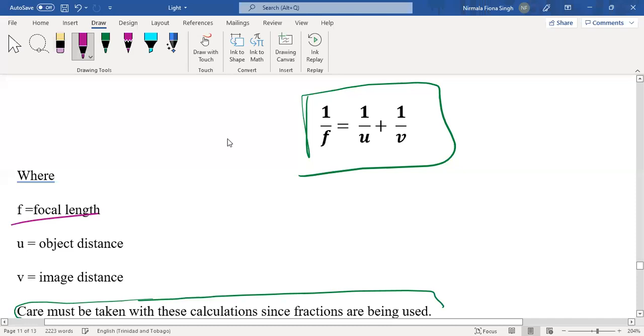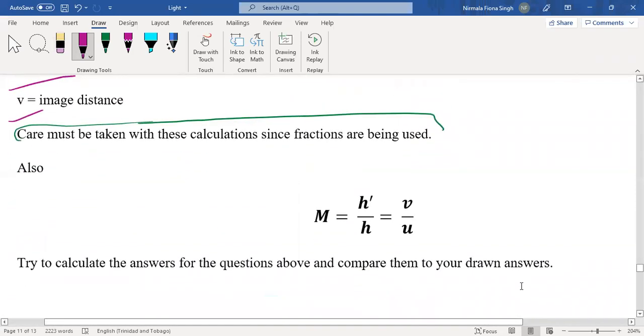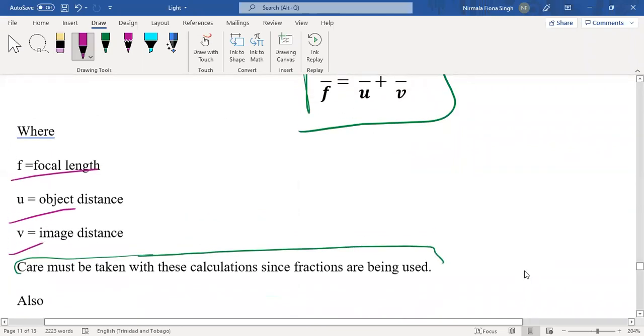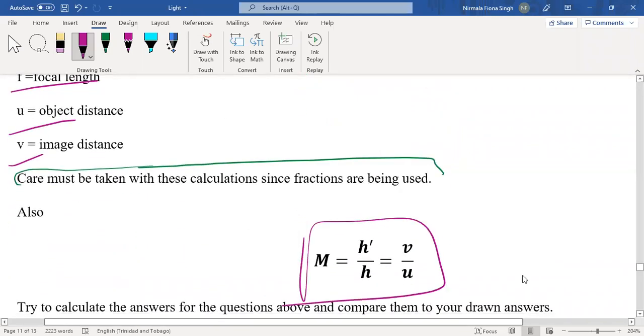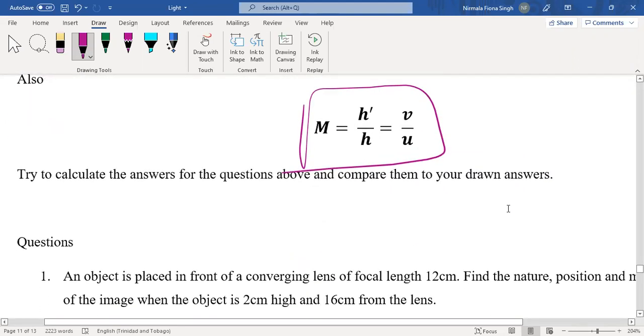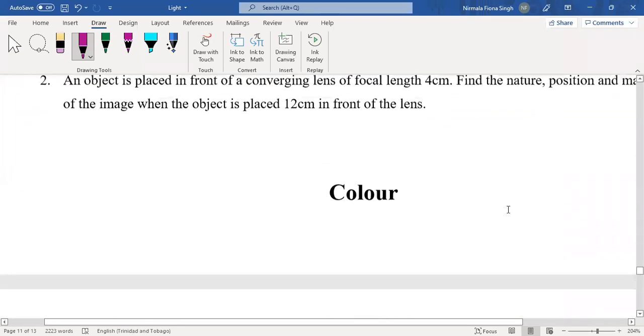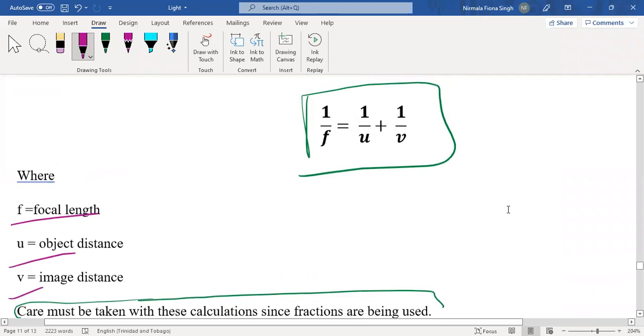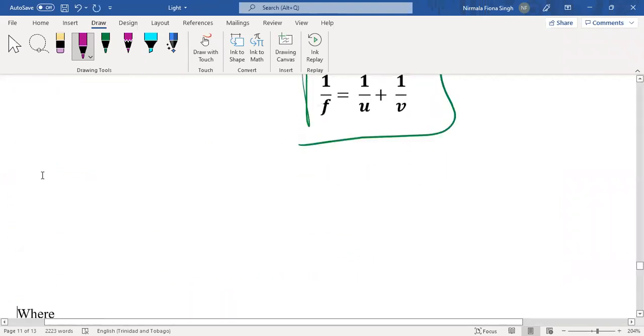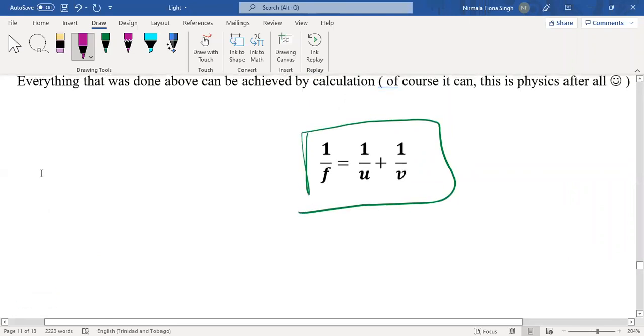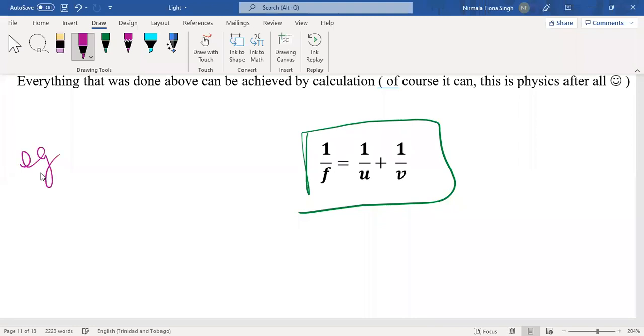So we have here focal length, object distance, image distance. And then again, we just went through this. Magnification, we can calculate. So we have a couple more questions there, but let's just go ahead and try these. This is where you all need to have your calculators out. Now let's try an example.